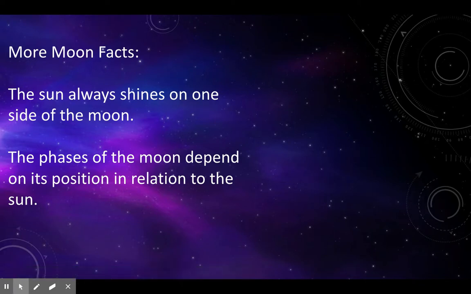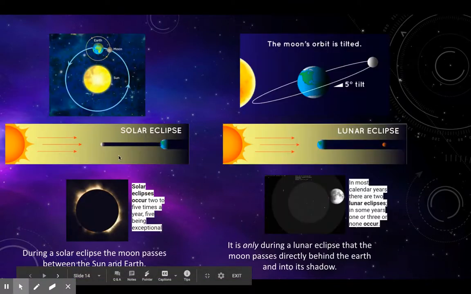Fun moon facts. The sun always shines on one side of the moon. Always, always. We just can't always see it from Earth. The phases of the moon depend on its position in relation to the sun.